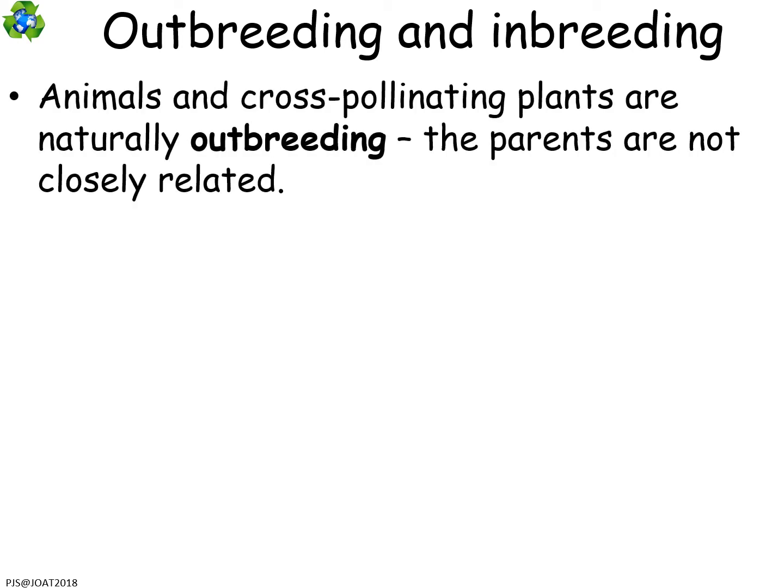So what we normally have between animals and normal plant production is cross-pollination. By cross-pollination we just mean between two different plants. They are what's called naturally outbreeding. And what we mean by outbreeding is that the parents are not closely related.